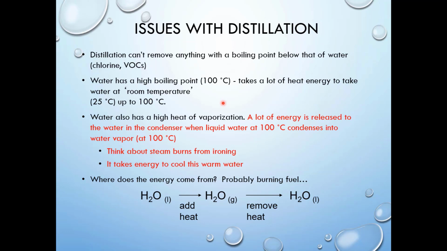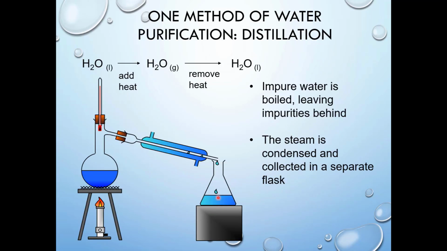so there are several issues with distillation, all right, and so one of the big things is that distillation can't remove anything that has a boiling point that is below that of water. So anything that boils at, say, room temperature, like volatile organic chemicals or chlorine, those things are actually going to boil before the water does, and they're going to end up in your collection flask before the boiled water does. And so then you've still got the same issue that you're left with, right?